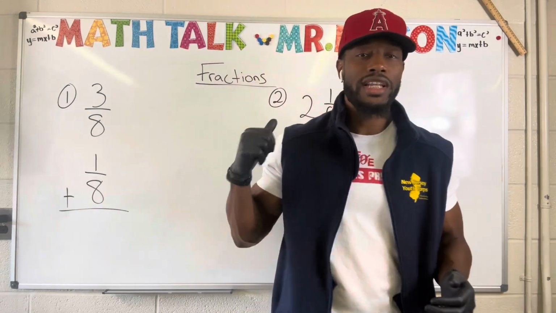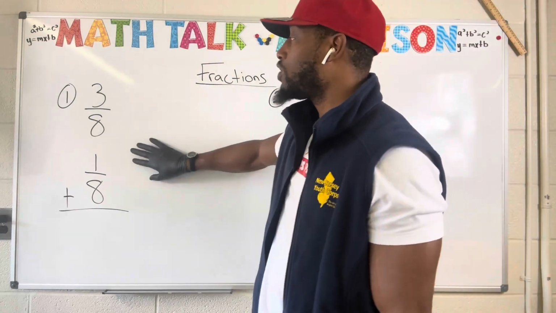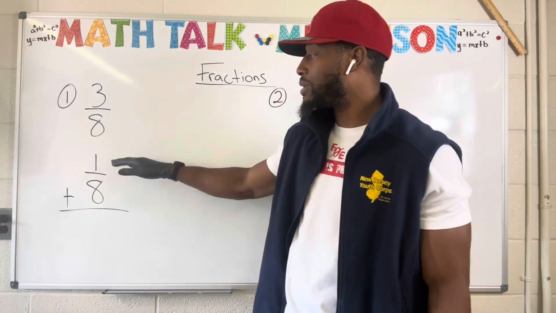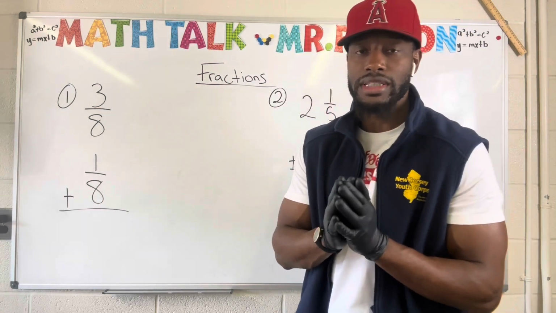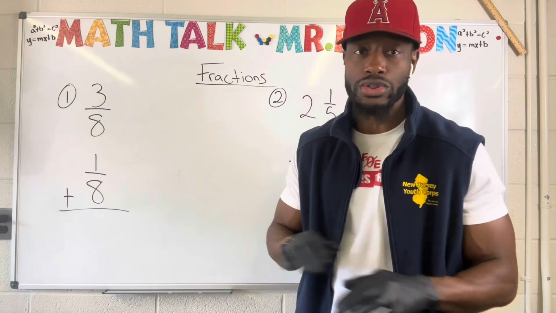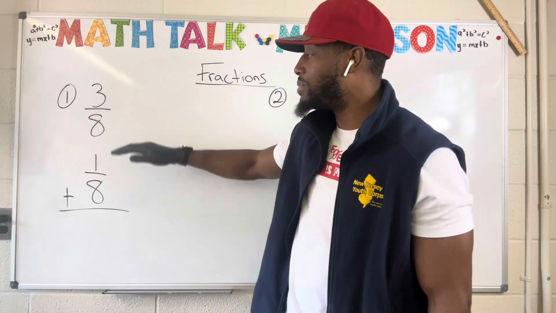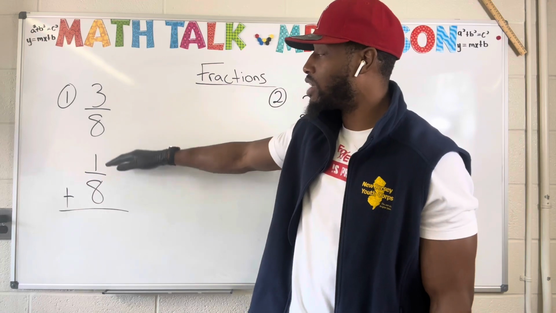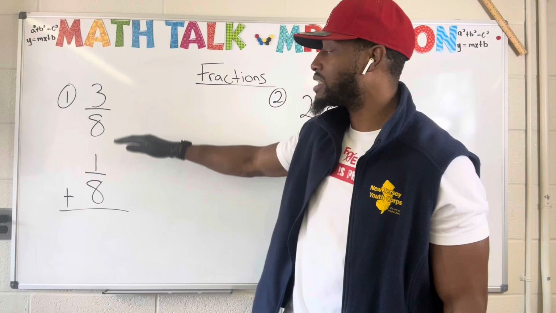On today's episode, what we're doing is adding fractions. So we start off with number 1. We have 3/8 plus 1/8. When we see problems like this, for any addition or subtraction fraction problem, we need our denominators to be the same. Right here we see 3/8 and 1/8. This is good, and this makes the problem extremely easy because our denominators are the same.